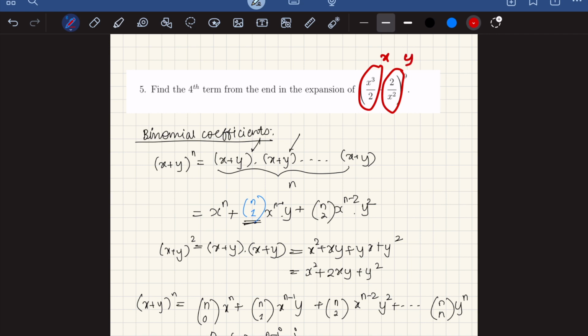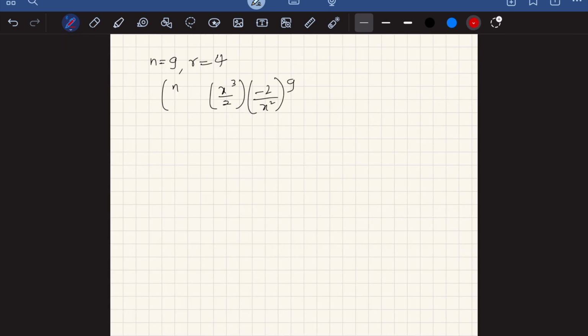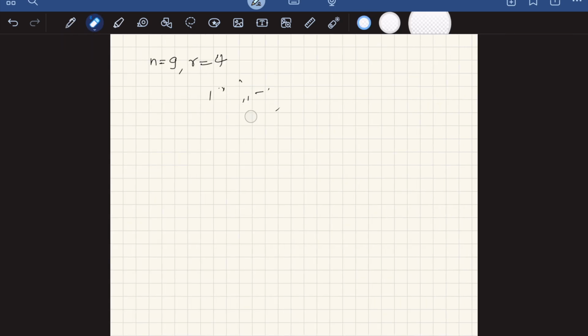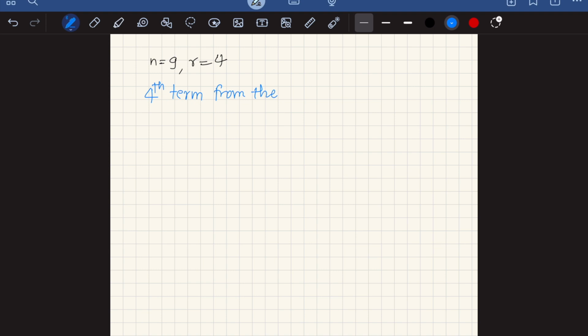What we did is we just plugged in the values. Oh sorry, okay, thank you for pointing out. The question is the fourth term from the end, so I'm using the wrong formula. Okay, so the question is what is the fourth term from the end.